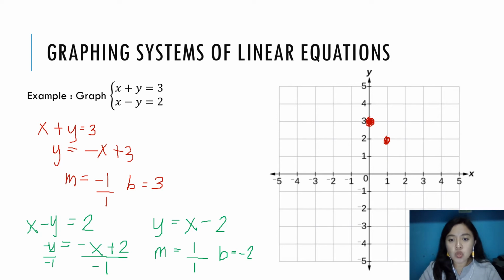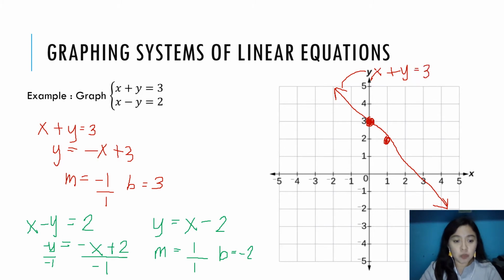Now, we will connect those two dots using a line. And we will put arrowheads at the end of the line to indicate that this line extends infinitely. For the sake of this presentation, please bear with me that the line is not straight. But if you are the one drawing the line, you have to use a ruler so that you can see the straight line through the points. So, we will name this line as x plus y equals 3.